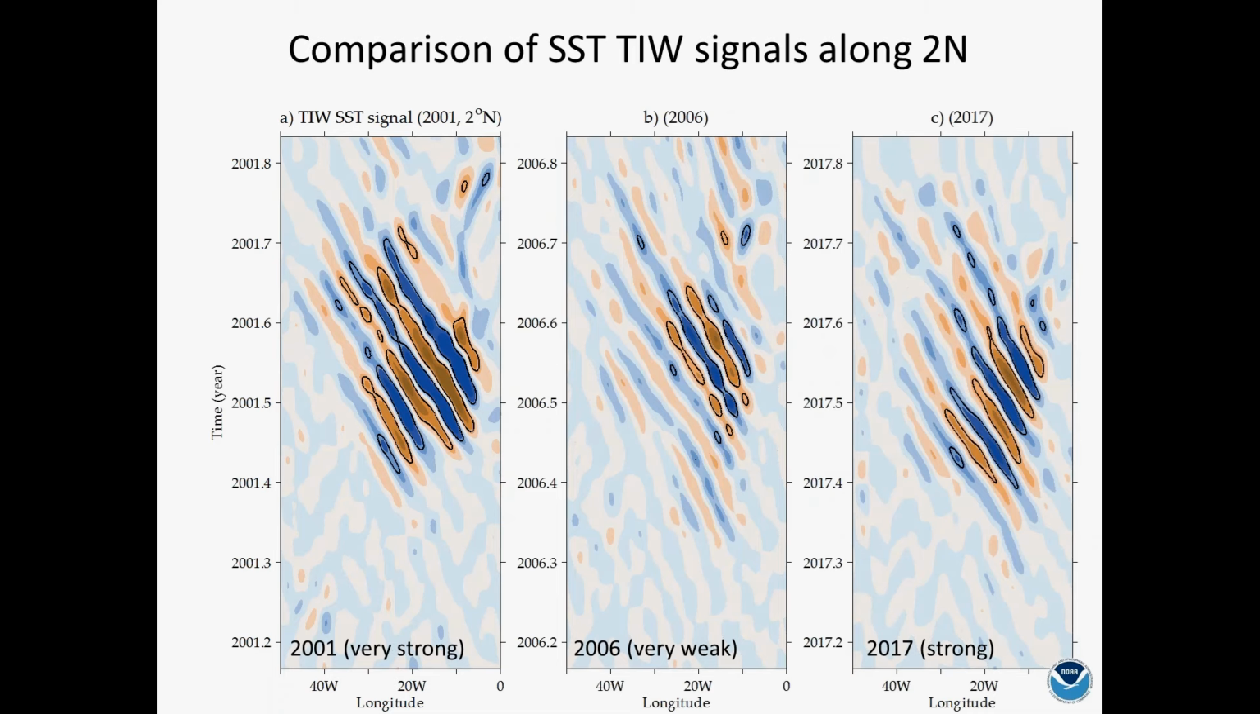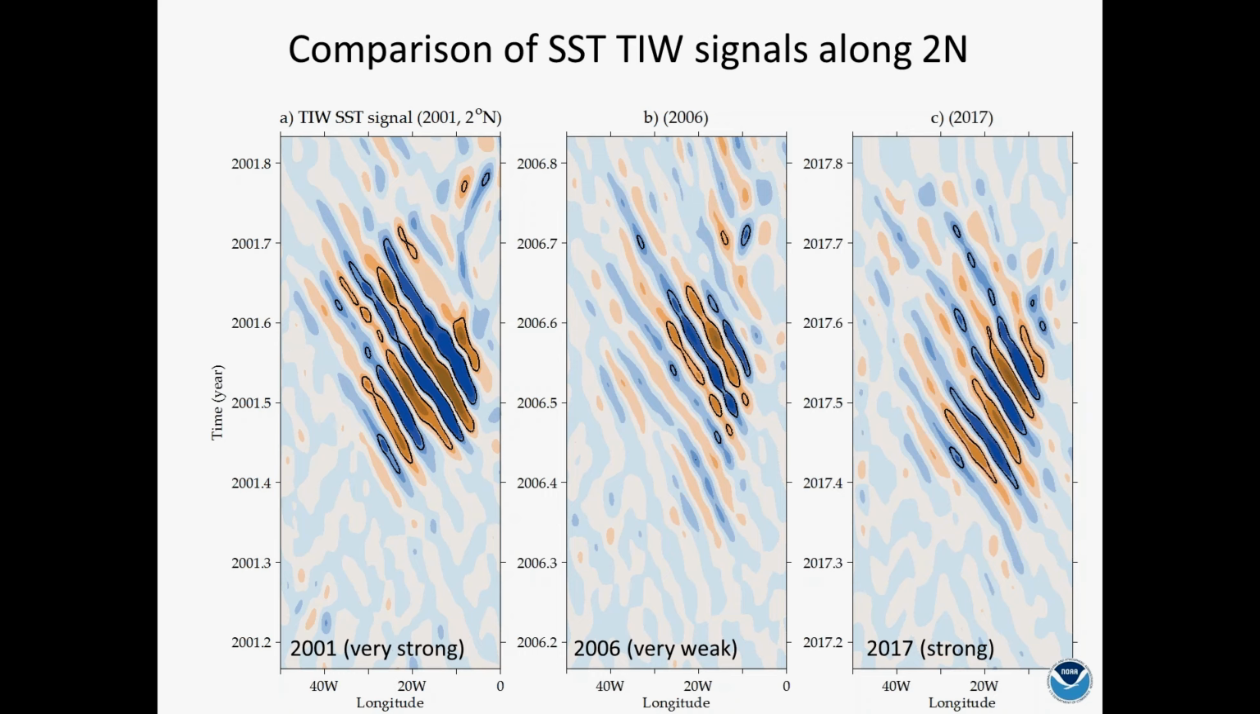Okay, further evidence of this, we all like to look at these XT plots that show the propagation of waves. So this is 2017, along 2 north as a function of longitude and time. And so you can see that there were a lot of tropical instability waves this year in terms of a sea surface temperature signal. Compared to a very strong year and a very weak year, it's a moderate to strong year. You can see that there were a lot of TIWs and the amplitude of the sea surface temperature signal was pretty strong.